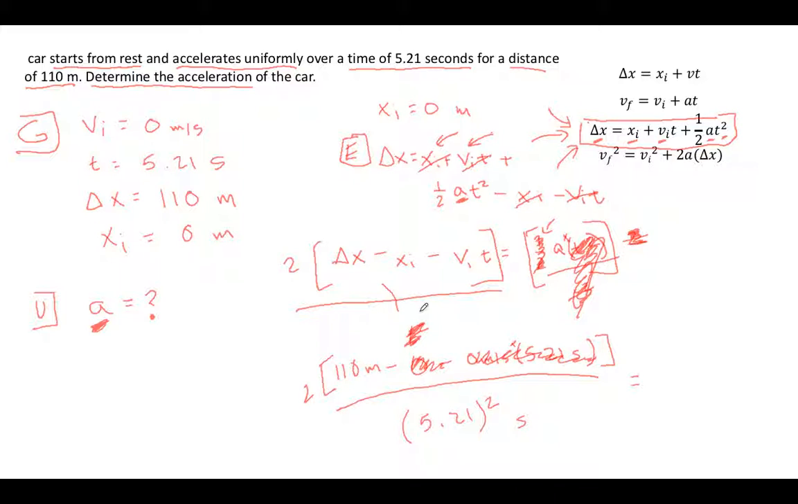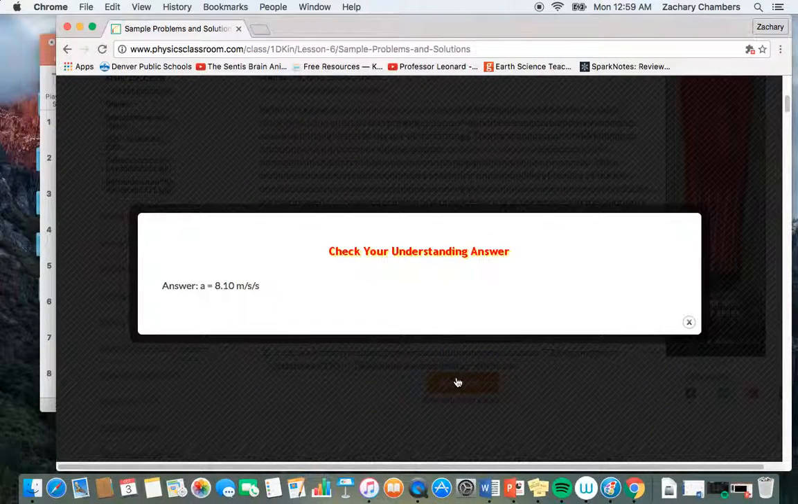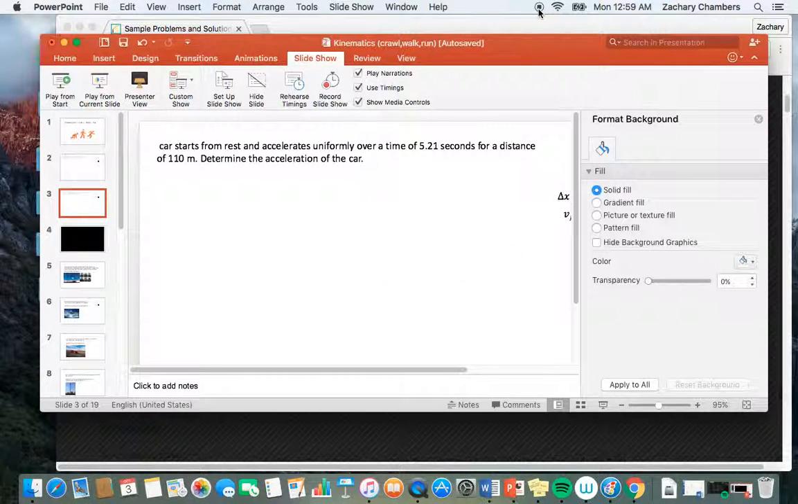So when it's squared, it's multiplied by itself. And I get 8.1. And the units for acceleration are meters per second squared. So 8.1 meters per second squared. So problem solved. End of lesson 2.